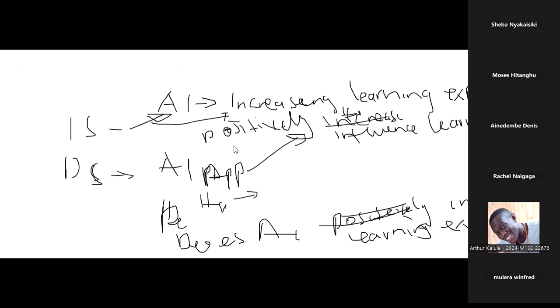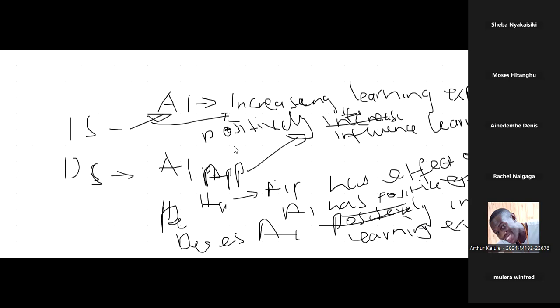AI has a positive effect, maybe on retention. Then AI has a positive effect on assignment completion. Yeah? Assignment completion. Those are two hypotheses. And you go ahead and test them.